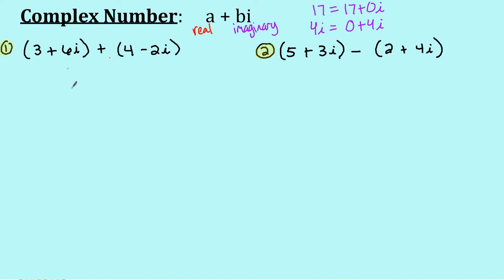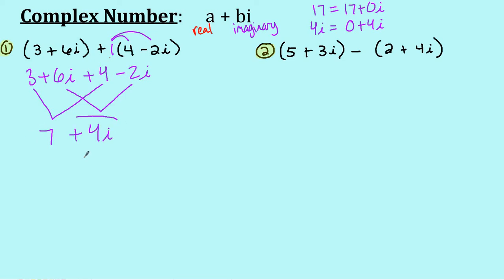So here, for number 1, we want to add these complex numbers. We don't need any parentheses because there's no multiplying. So this is just 3 plus 6i. And then here there's just a 1 out front, so that just makes it plus 4 minus 2i. Now we can combine our real parts and our imaginary parts. The 3 and the 4 make 7. 6i minus 2i make positive 4i. There's your answer. That's all you got to do.